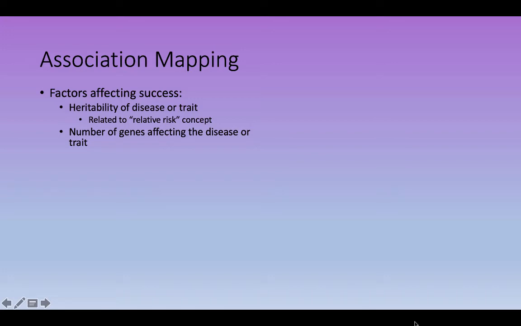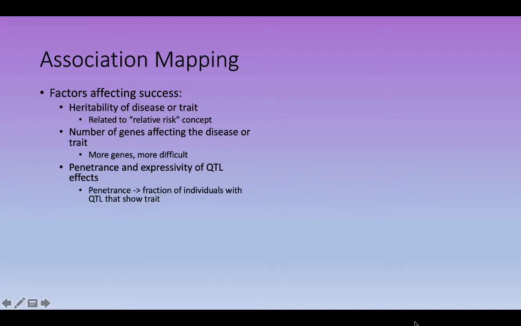There are some other things. Polygenes can really have a big dampening factor on our ability to detect associations between traits and diseases, because we have to identify more than one thing or more than one region. So the more genes that are involved, the more difficult. Also, the penetrance and expressivity of the quantitative trait loci effects are really important. You might have heard this too. We talk about penetrance and expressivity a lot in disease models, and you might have heard that recently with a lot of the COVID-19 stuff going on.